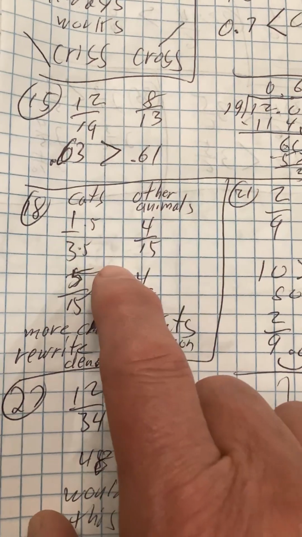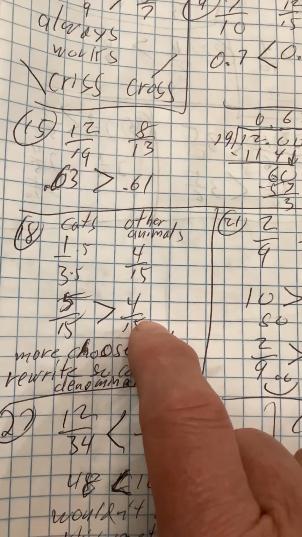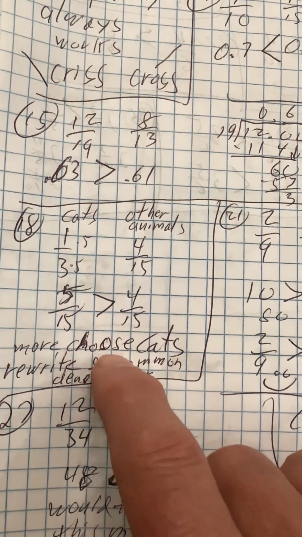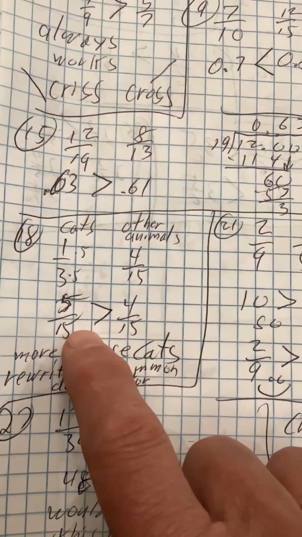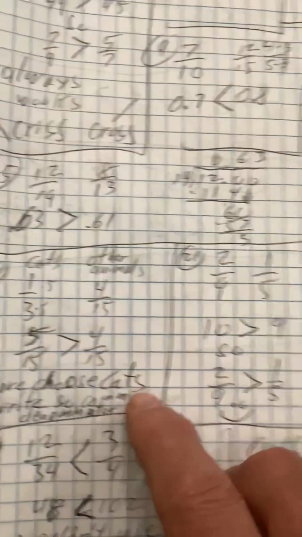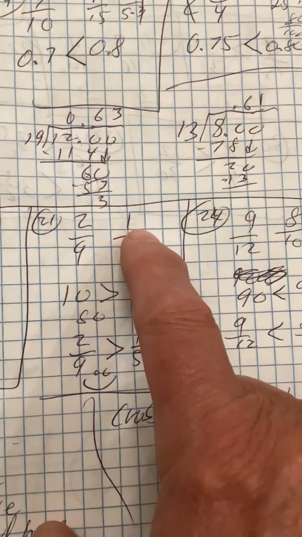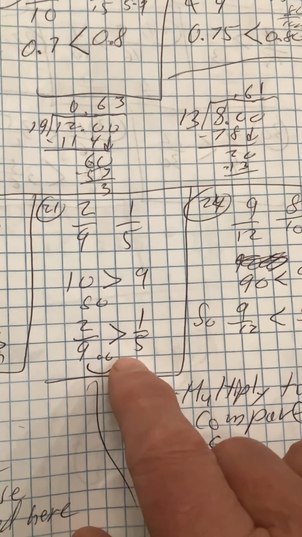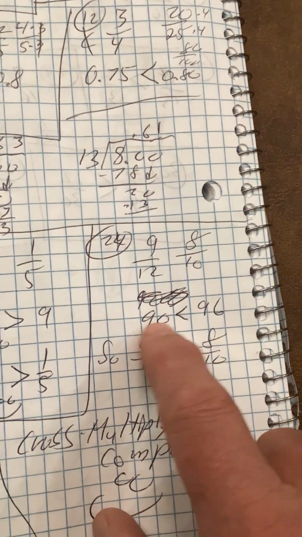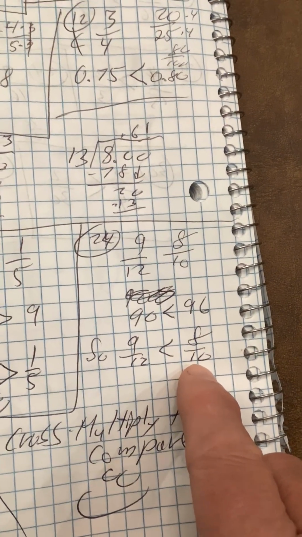Comparing cats to other animals, times 5, times 5, that's 5/15 and 4/15. So more chose cats than the other. Or every row could have common denominators. You could have crisscrossed, 15 and 12, that way. This is 10 and that's 9. So 2/9 is greater than 1/5. And this is 90 and 96. 90 is less than 96, so 9/12 is less than 8/10.